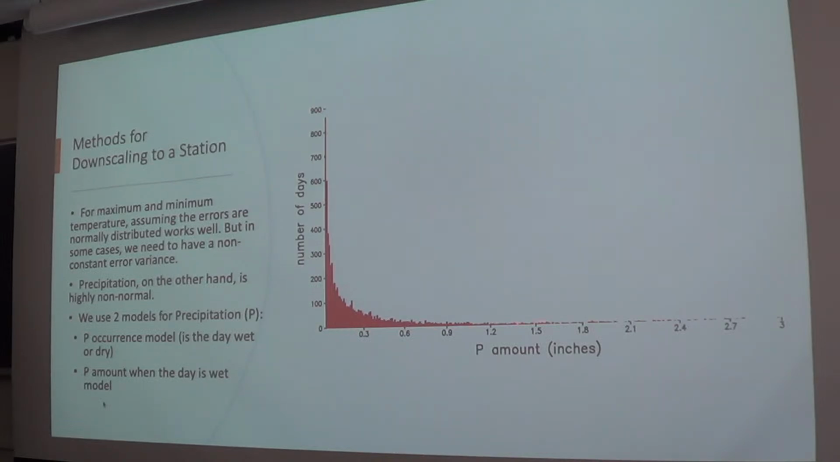This is, I think, Madison here. And this is a histogram of the precipitation amount. You can see that the most likely value is about 1/100 of an inch, the smallest measurable value. But then there's this huge tail going way out.